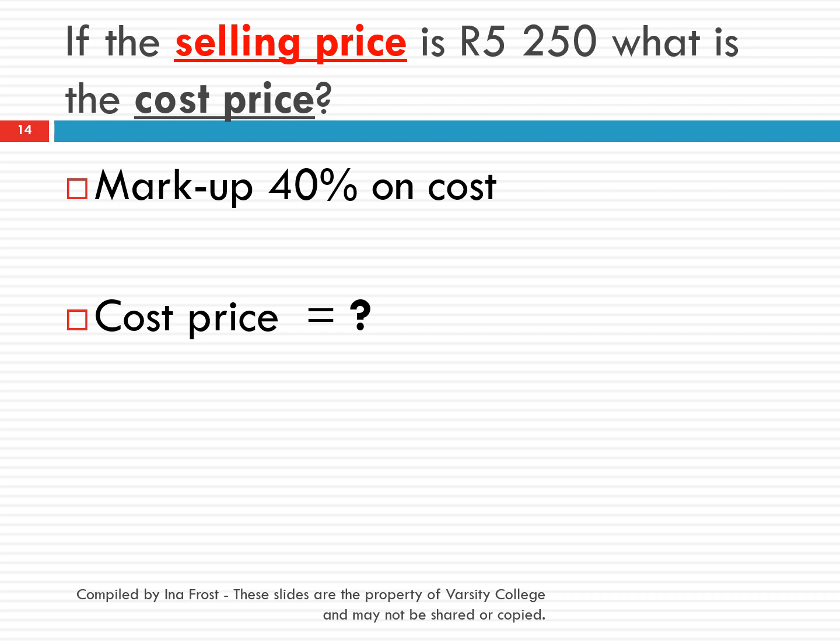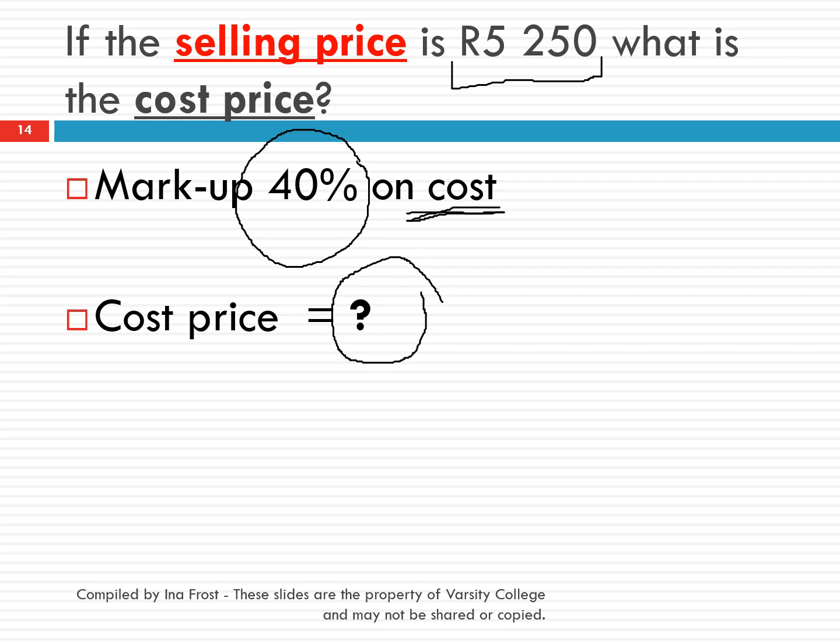Now you get the opportunity to practice one, so pause the video here. Get your calculator next to you, and let's see if you are able to work out the cost price based on this set of information. The selling price is 5,250 rands. In this scenario, we have a 40% markup, again a markup on cost, and we want you to work out the cost price. Once you've done the calculation, start the video again and check it against my answer.